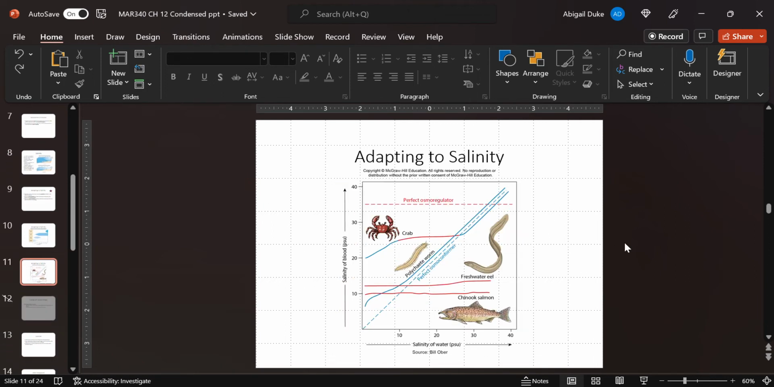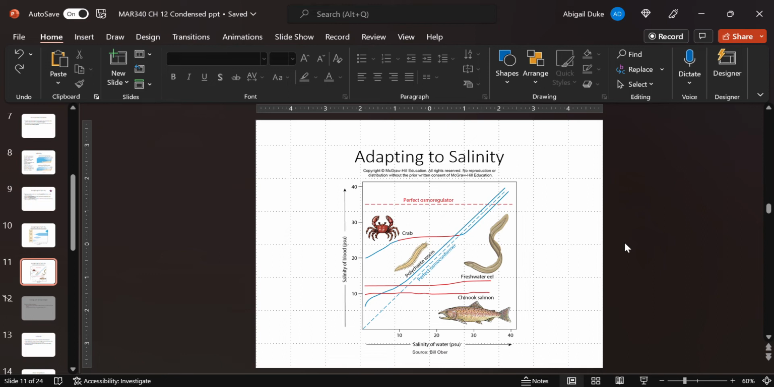Another image that's on the same page, 280, is figure 12.6. The description says the salinity of the body fluids of estuarine animals responds in various ways to the salinity of the surrounding water. In a perfect osmoconformer, the salinity of the blood exactly matches that of the water. In a perfect osmoregulator, blood salinity stays the same no matter what the water salinity is.